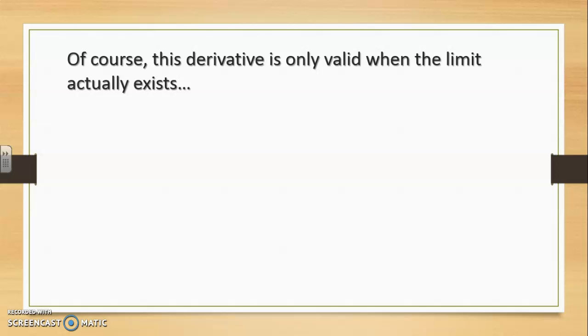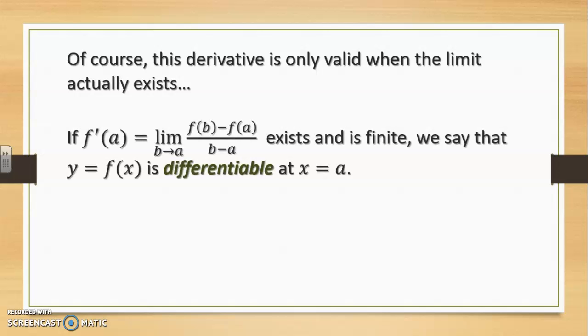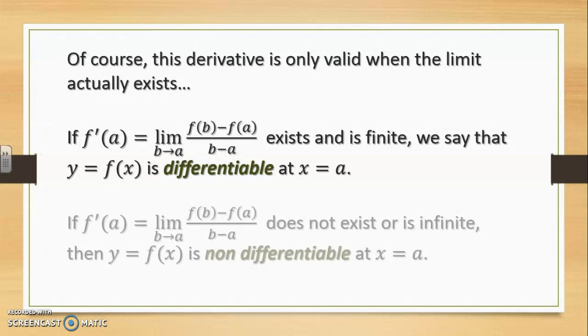Of course, this derivative is only valid when the limit actually exists. That's very important. The derivative is the result of a limit calculation. So if f prime at a, which is denoted by the limit as b goes towards a of f of b minus f of a over b minus a, exists and is finite, we say that the function is differentiable at x equals a. However, if this same limit does not exist or results in an infinite value, then the function is non-differentiable at x equals a.